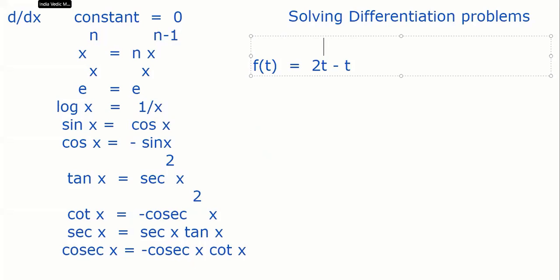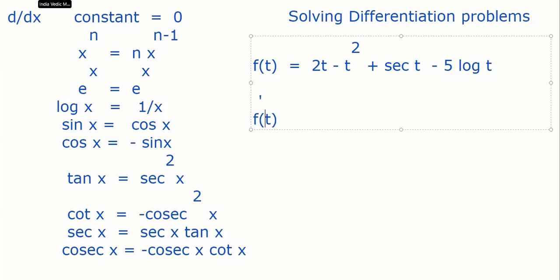2t minus t square plus secant t minus 5 log of t. Tell me what will be f dash t? Now here the function is not in x. Function is in t, but does it matter? No, because this time we're going to differentiate with t as a variable. So it doesn't make a difference at all.